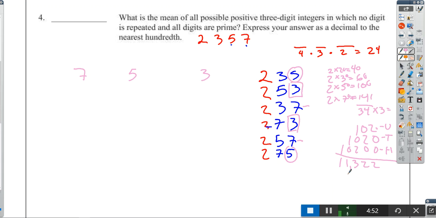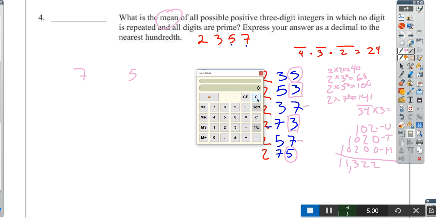And we're being asked for the mean. So we're looking for the average. We know we have 24 total numbers. So I'm going to use my calculator because I'm allowed to. And so we're going to go 11,322. We're going to divide that by 24, and we get a grand total of 471.75, and that complies with rounding to the nearest hundredth. We're done.